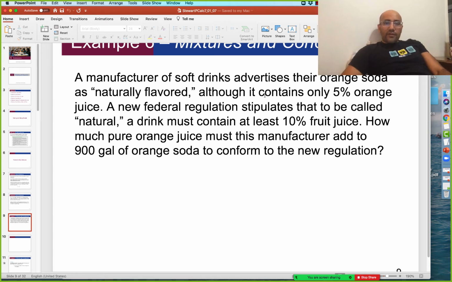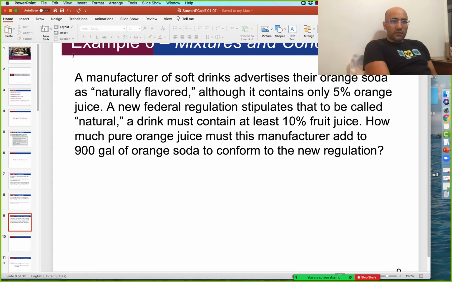So for example, a manufacturer of soft drinks advertises that orange soda is naturally flavored, although it contains only 5% orange juice. A new federal regulation stipulates that to be called natural, a drink must contain at least 10% fruit juice. How much pure orange juice must this manufacturer add to 900 gallons of orange soda to conform to the new regulation? Okay, so we've got a good sense of what the word problem is asking us. We've got to organize this information into something useful.